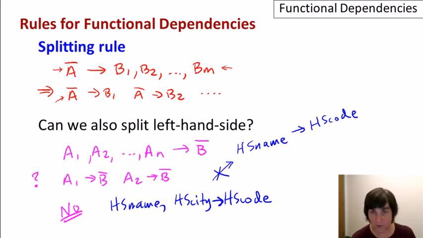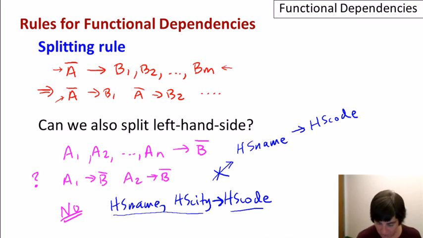So for example, I would venture to guess that there's a lot of Jefferson high schools all over the country, and they won't all be the same high school. So it's really the combination of attributes on the left that together functionally determine the right-hand side, and so we do not then have the splitting rule as a general principle.